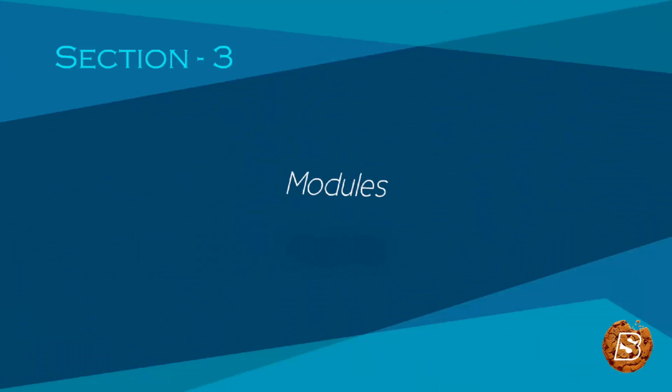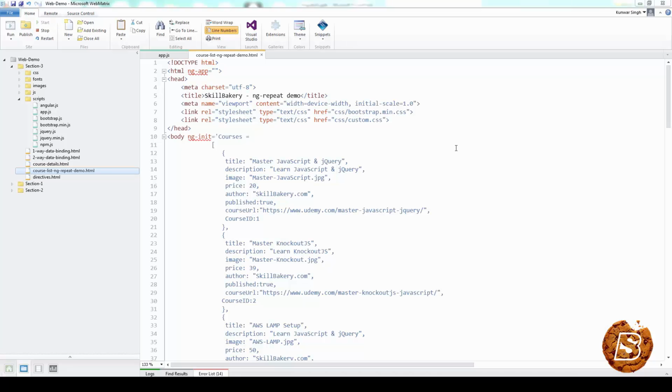Modules are basically containers, and they can contain controllers, routes, factories or services, directives, and filters. So let's get started with modules and let's see how we can create one in AngularJS. So now we'll see how we can create our module and then hook up that module to this particular view that we have, that is the HTML page.